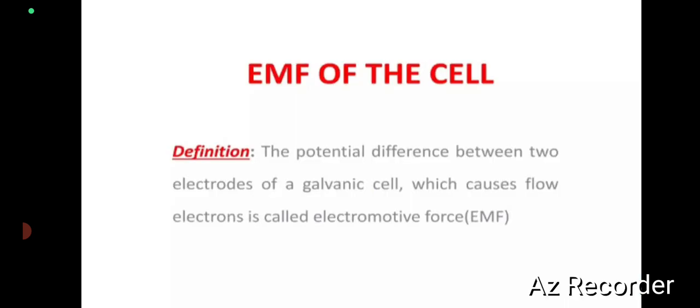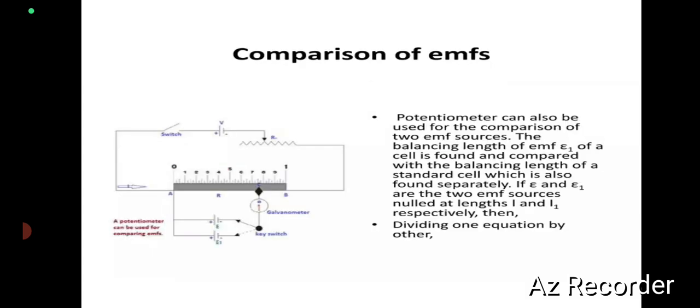EMF of the cell, definition. The potential difference between two electrodes of a galvanic cell which causes a flow of electrons is called electromotive force.